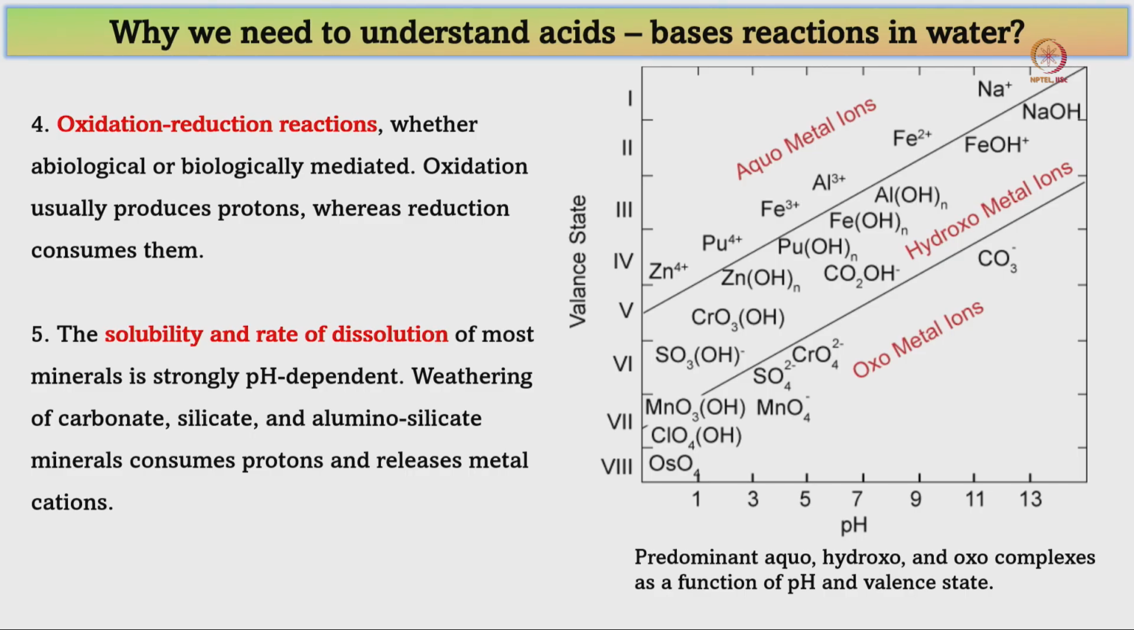Oxidation reduction reactions are another kind of reaction. Whether oxidation is happening abiologically or biologically, it can produce protons, while the reduction processes, the decaying processes, will consume them, and that has a huge effect on the solubility. So, here in this figure we have the pH on the x axis and the valence state, that is oxidation states, on the y axis of the different metals.